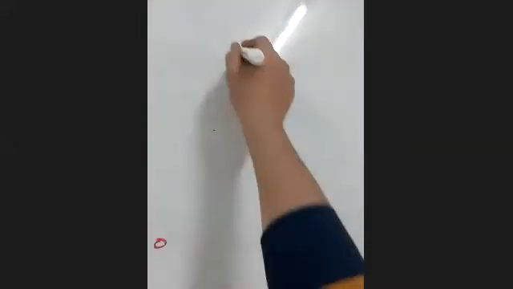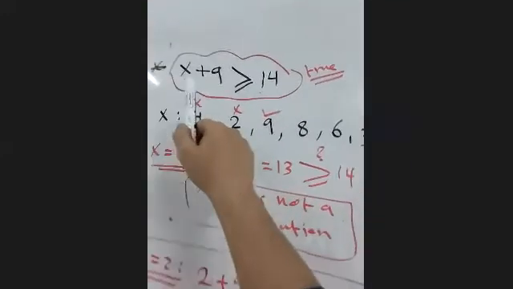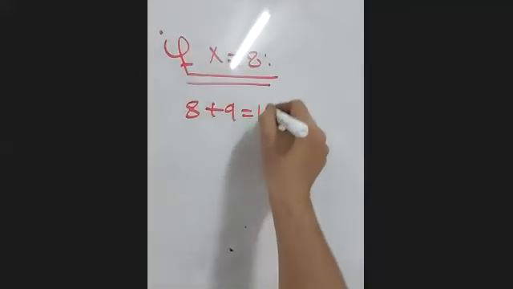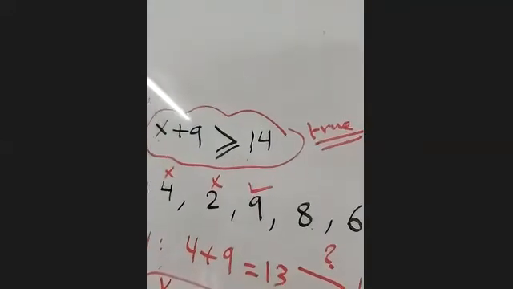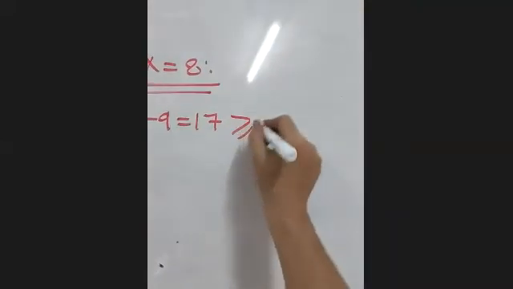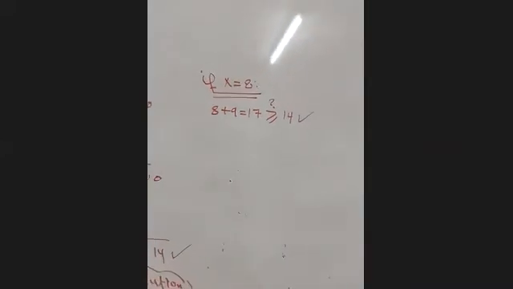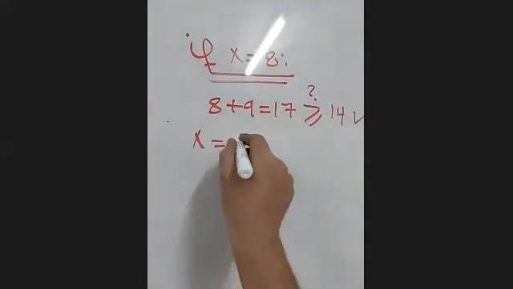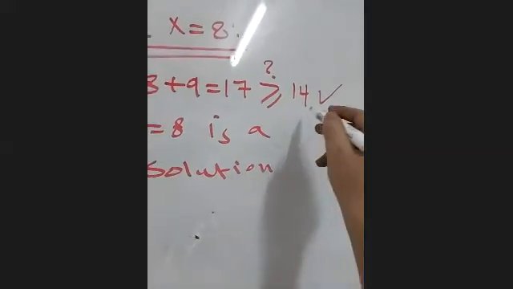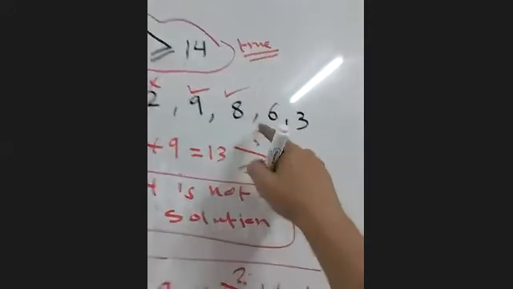If x equals 8, replace the x by 8. It will be 8 plus 9. How much is 8 plus 9? It is 17. Now I ask you a question: is 17 more than or equal to 14? Yes. 17 is more than or equal to 14. So x equals 8 is a solution. Okay, let's check the next number. So 8 is a solution. The 6.